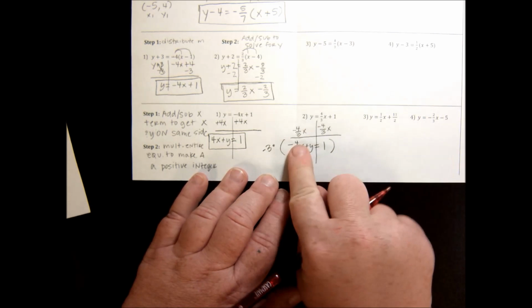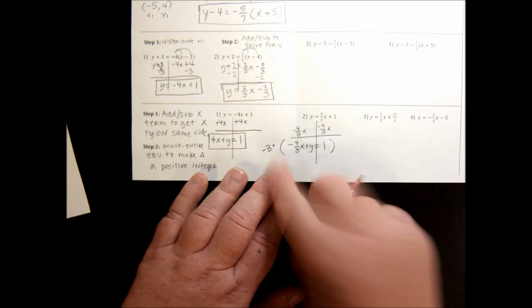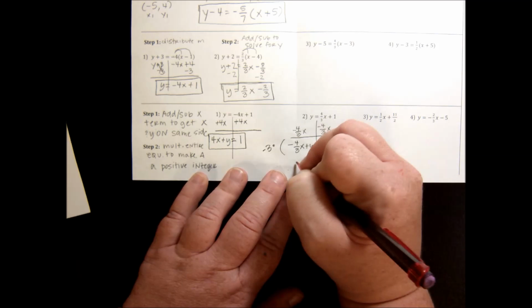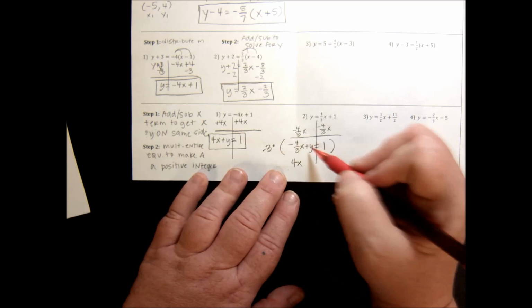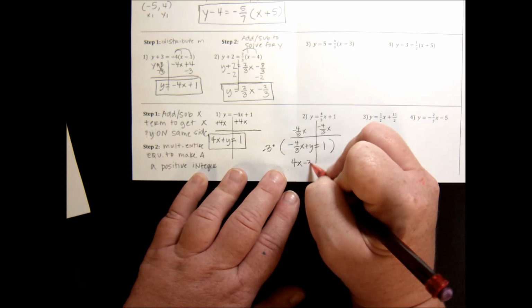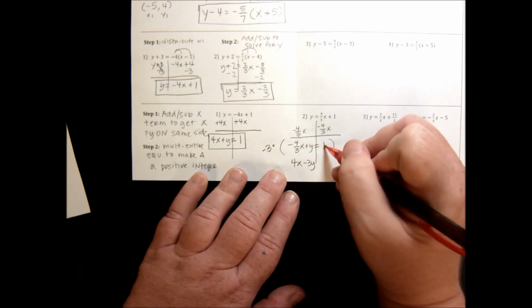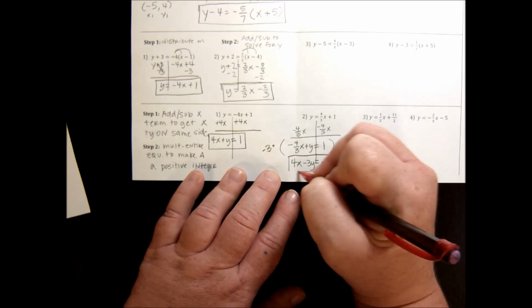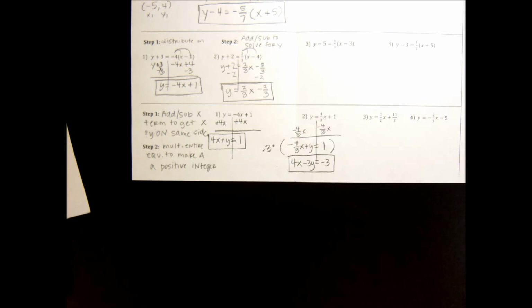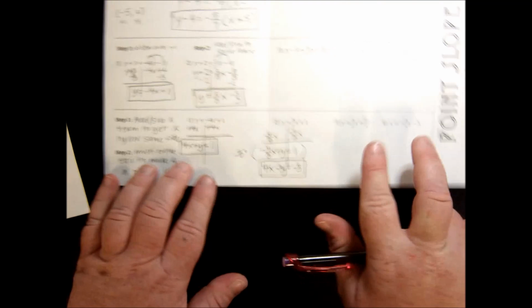Negative 4/3 times negative 3 would just give me a positive 4x. Then negative 3 times y would give me negative 3y. And negative 3 times 1 would give me negative 3. So now this equation is written in standard form. I would like you to do 3 and 4 on your own.